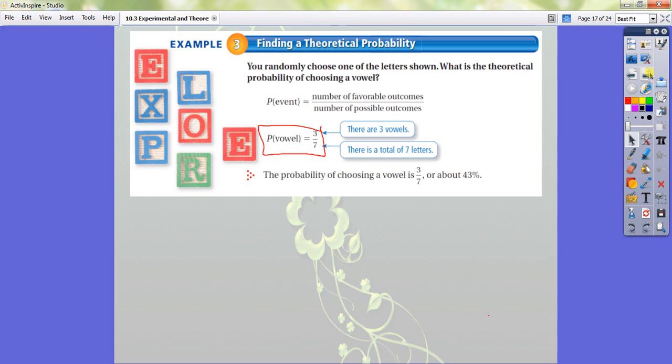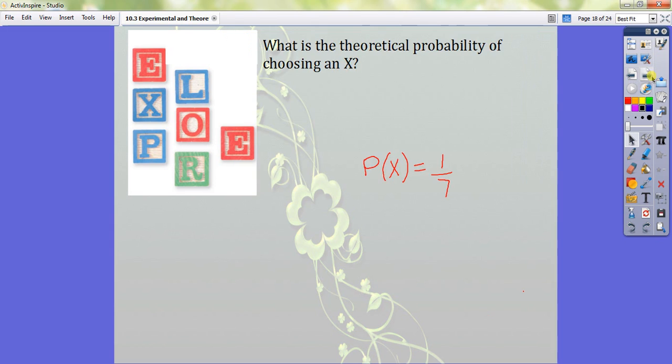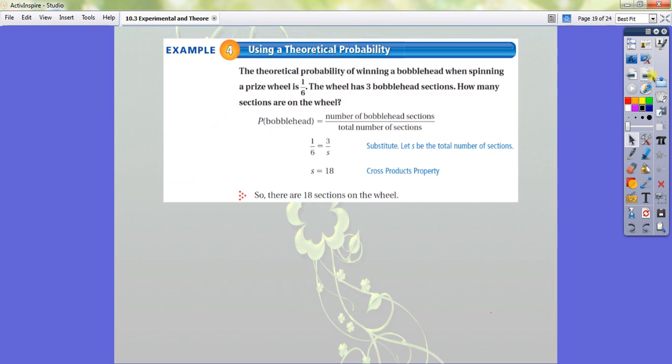So you randomly choose one of the letters shown. The probability of choosing a vowel here is 3 out of 7. Probability of a vowel, 3 out of 7. So then what is the theoretical probability of choosing an X? Well, there's one X out of 7 blocks, so 1 out of 7.